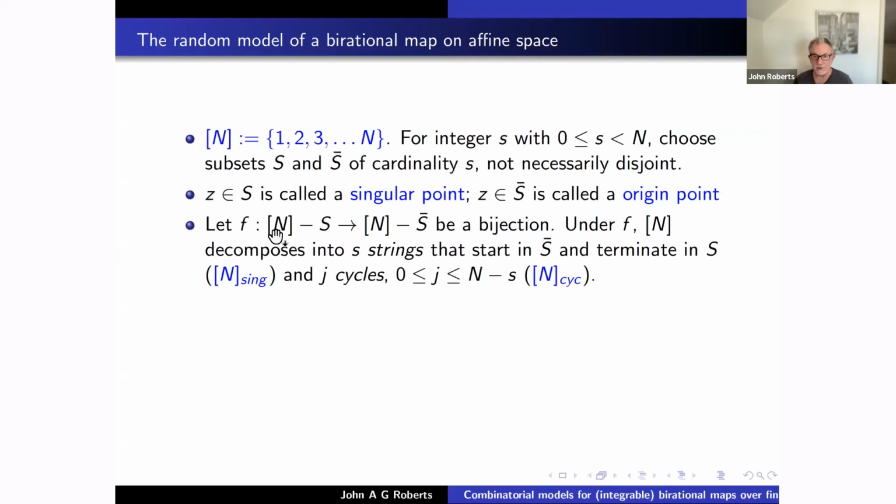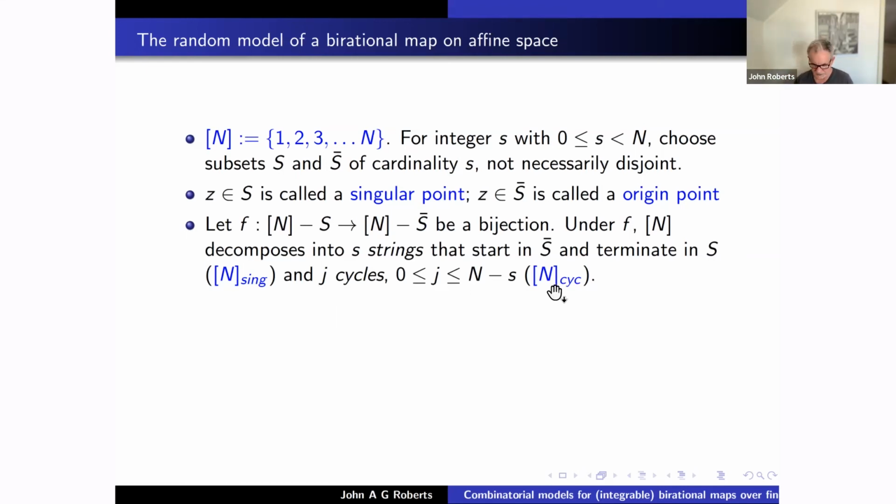So what's going to happen? The space is going to decompose into s strings that start in S bar, where you can't go backwards from S bar, and terminate in S, where you can't go forwards from S. I'm going to call that part of the space n sing. And then you're also going to have some cycles. You're going to have a number of cycles, and that number must be between 0 and n minus s.